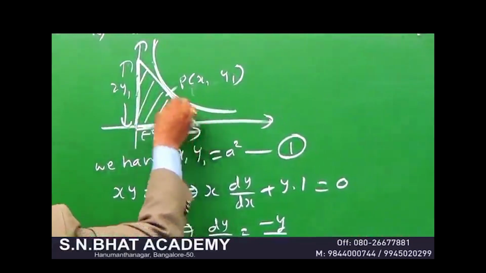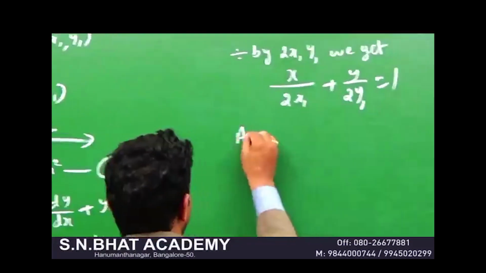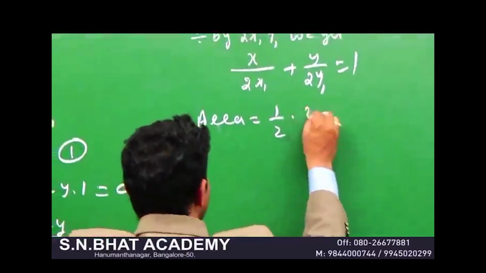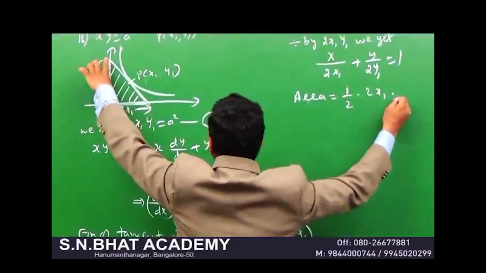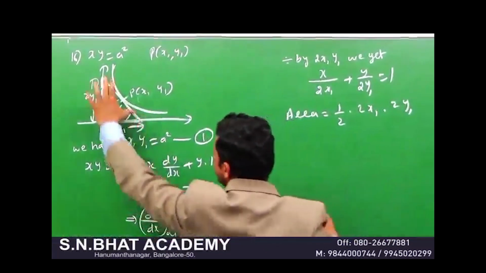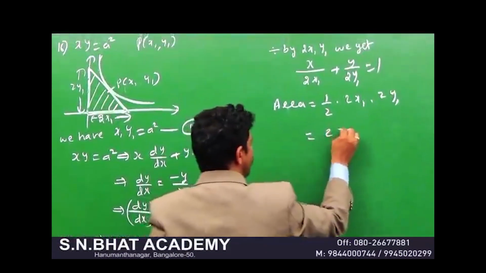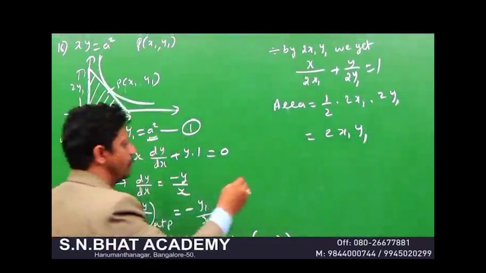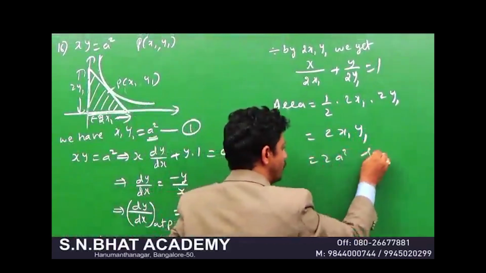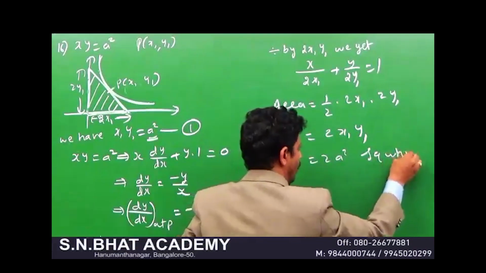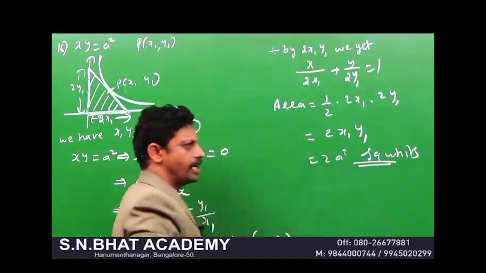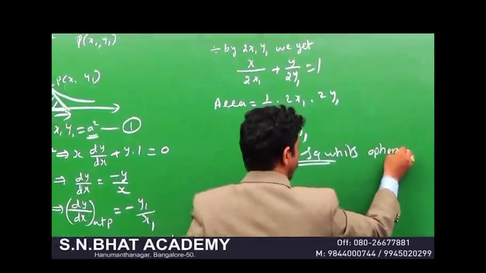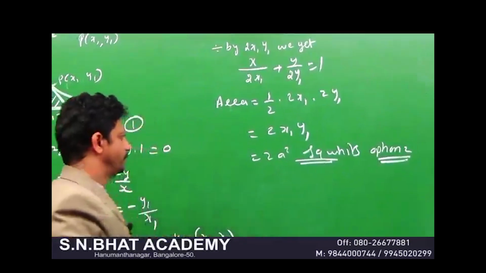So we know these two sides. Therefore, the area of the triangle is half of this length, which is 2x1, into this length, which is 2y1. Half of base into height. So that turns out to be 2 x1 y1. But x1 y1 from equation 1 is a square. So this is 2a square units. That is the required answer, which is option 2. Option 2 is the correct answer.